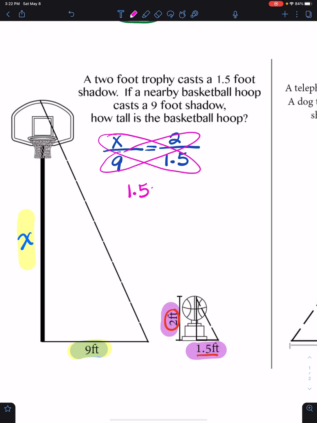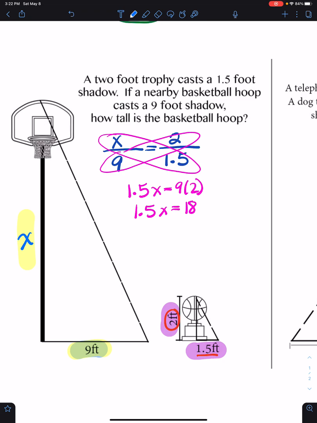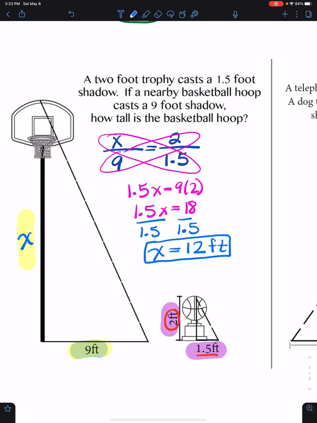I have 1.5x equals 9 times 2. So 1.5x equals 18. I am allowed to use a calculator as long as I show my work. So if x is being multiplied by 1.5, the opposite is to divide both sides by 1.5. And 18 divided by 1.5 is 12. So we can see the basketball hoop is 12 feet tall, a little taller than regulation. It's usually 10 feet tall.